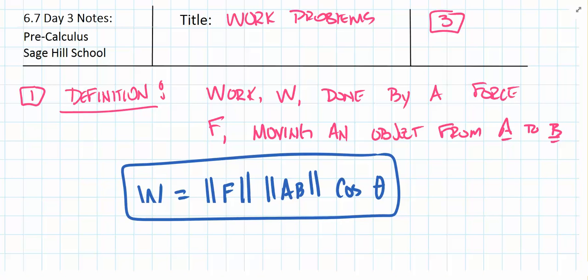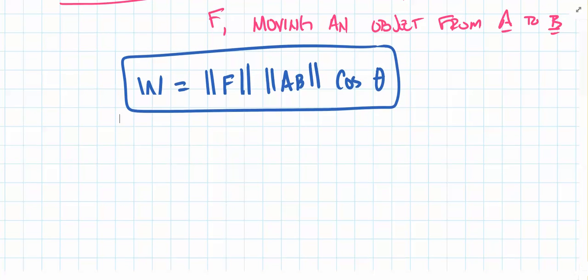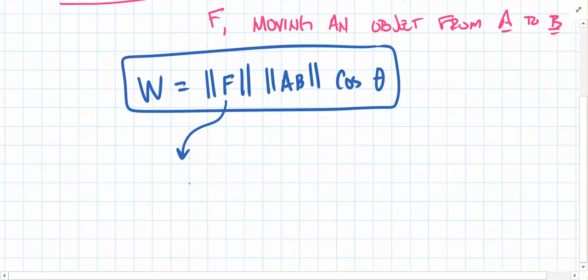So for us, the work done by a force F moving an object from A to B can be calculated as work equals magnitude F times magnitude from A to B times the cosine of that angle between them. So let's talk about these things here, okay? This is going to be your force.